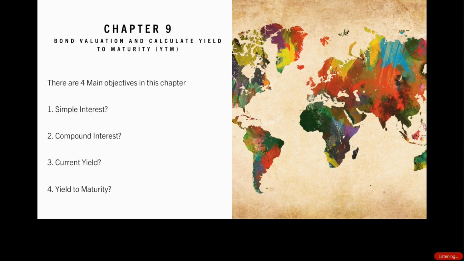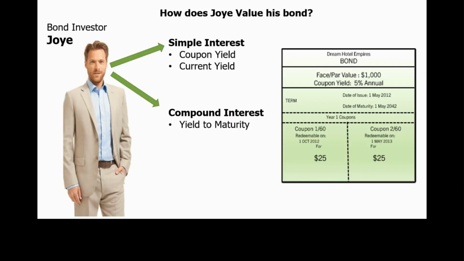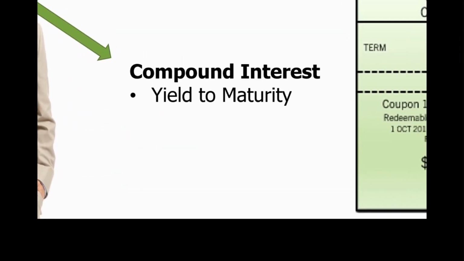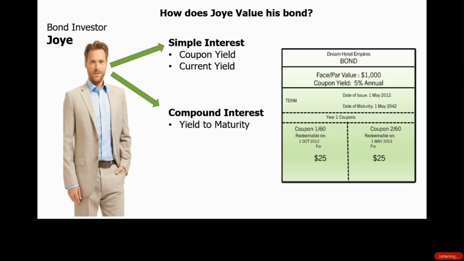So let's get started. As you can remember from Chapter 8, the previous chapter, we have our bond investor Joey, and Joey has his bond from the Dream Hotel Empires. We are going to look at the different ways in which Joey can value this bond. There are two different ways: you can look at the simple interest or you can look at the compound interest. Under each one, I have the coupon yield and the current yield under the simple interest, and then the yield to maturity under the compound interest.